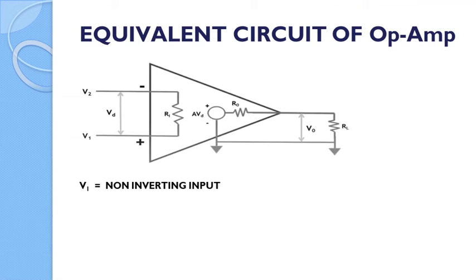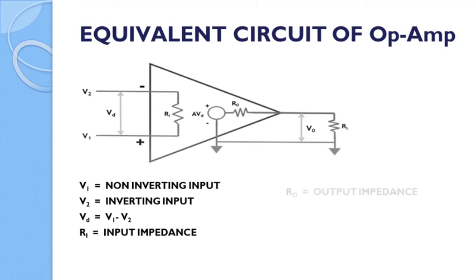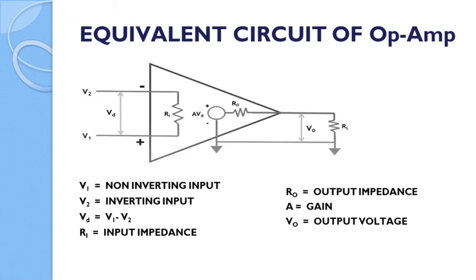So here V1 is the non-inverting input, V2 is the inverting input, VD is nothing but V1 minus V2. Ri is the input impedance, R0 is the output impedance, A is the gain of the operational amplifier. Finally, V0 is the output voltage. We obtain V0 across the load resistance.